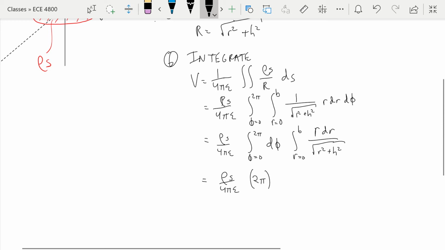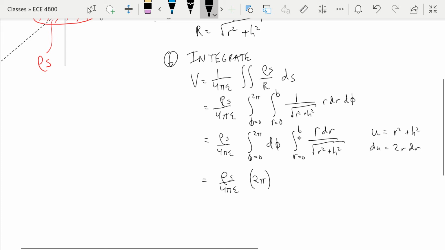Now, the way you evaluate this part here is that it's r squared plus h squared. So imagine that we're going to put this in the form of du over u. So our u is equal to r squared plus h squared. du is equal to 2r dr. So the strategy that we used here, if you remember from calculus, is that you notice that this looks like it's in a particular form.